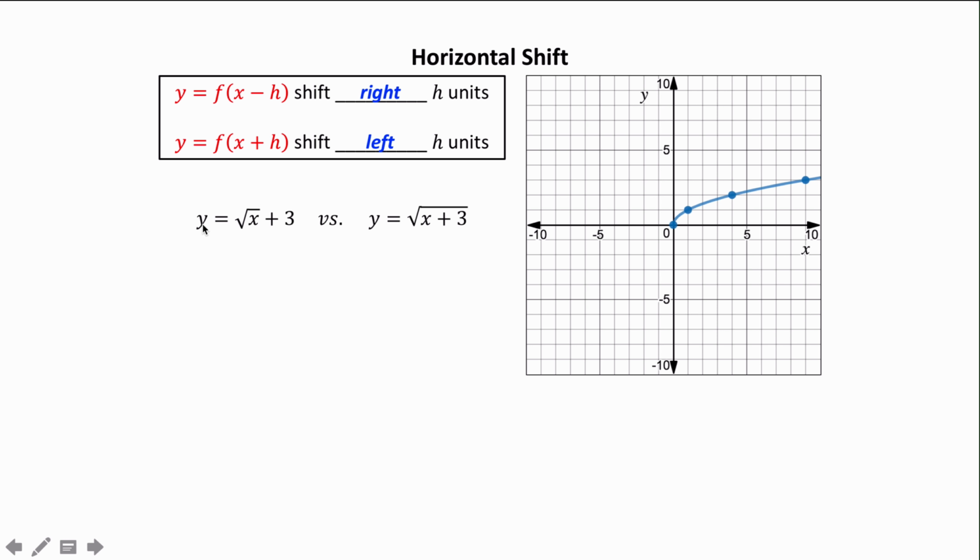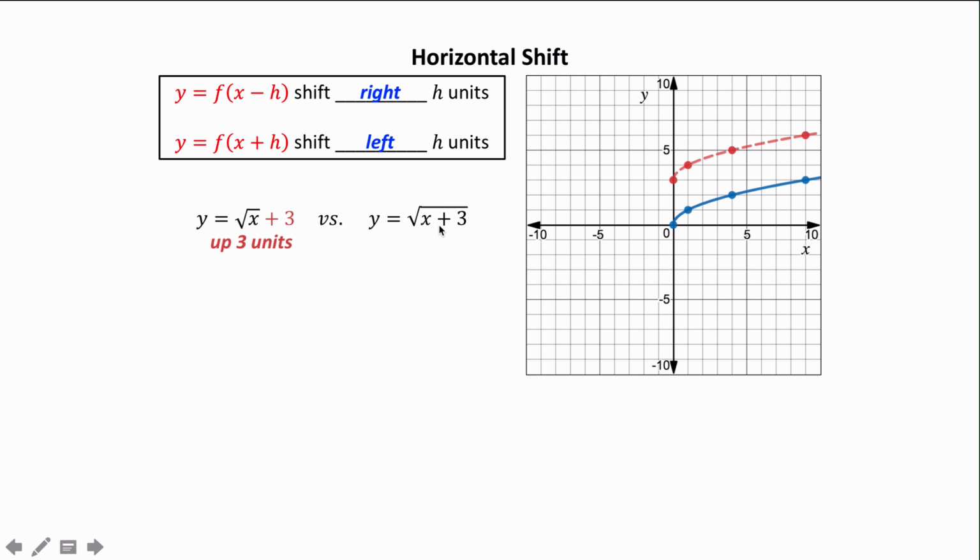So we saw in the last example, we have y equals the square root of x plus 3. So because this plus 3 is on the outside of our square root, it's going to take our graph and shift it up. So all of these points are going to go up 3 units. And it's going to look like this, right?